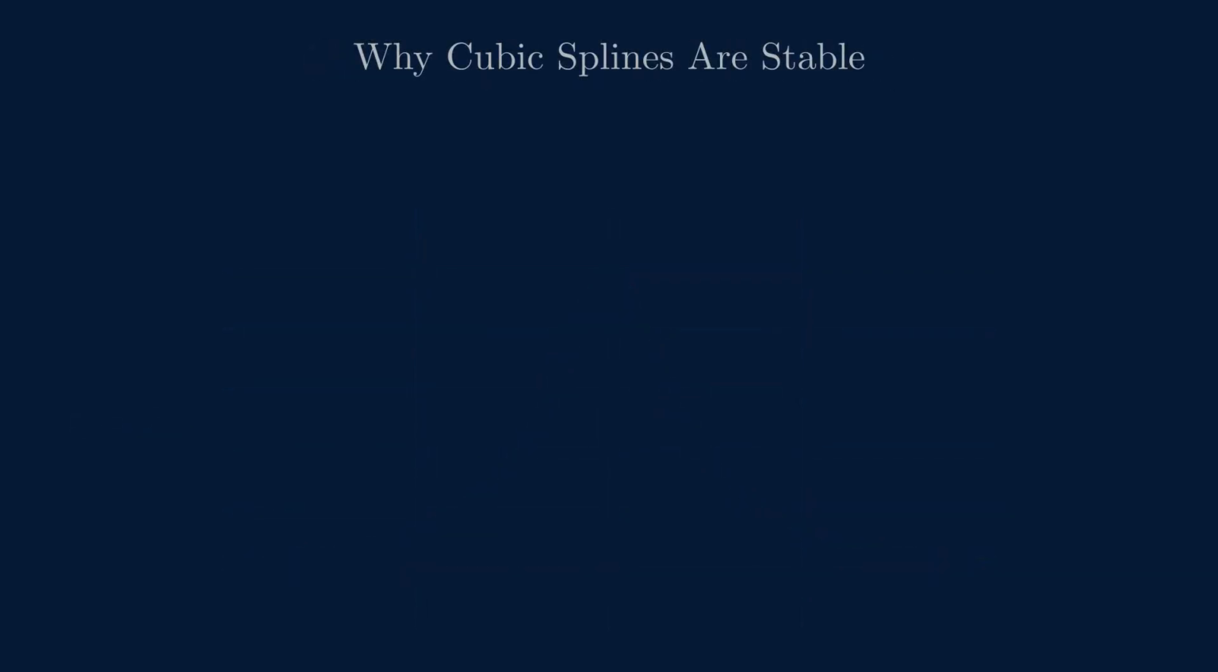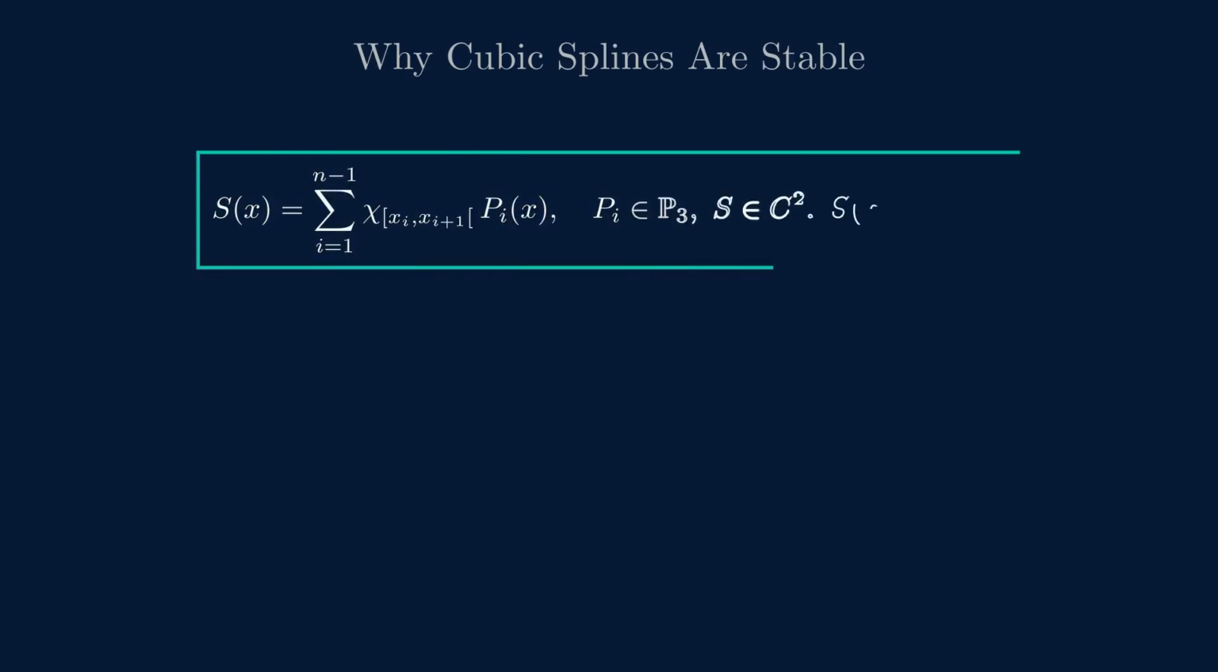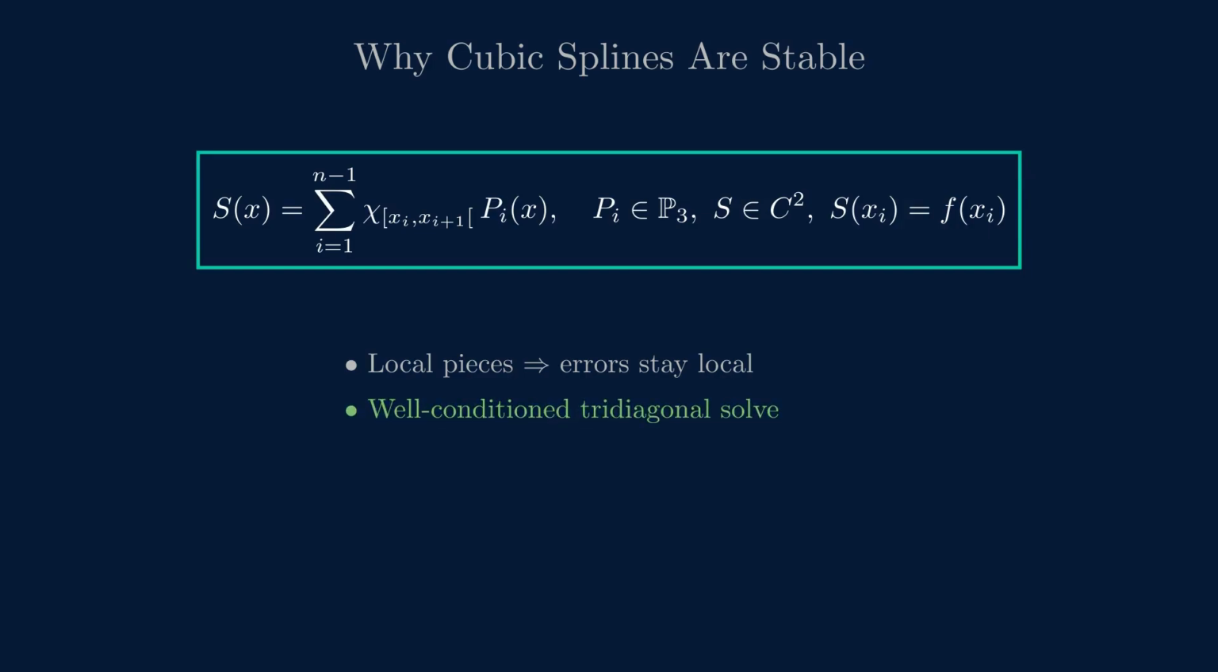Cubic splines avoid the instability of high-degree polynomials by using many small local pieces instead of a single global curve. Mathematically, for strictly increasing nodes, there always exists a unique natural cubic spline. The system that determines it is tridiagonal and well-conditioned, so even if we add more points, small data errors stay small. There is also a deeper reason for their stability.